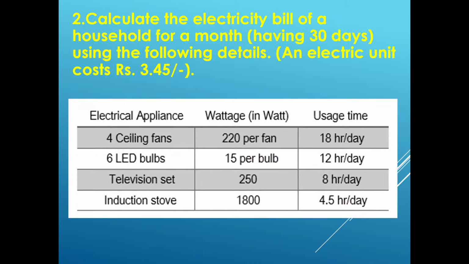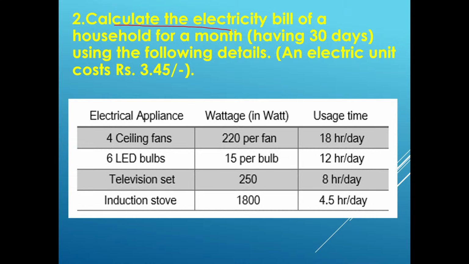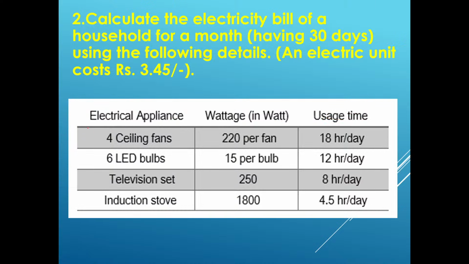So let us go to the next numerical problem. You can copy it down later on. Now I will not ask you to write it down. You just listen, that's it. Calculate the electricity bill of a household for a month of 30 days using the following details. Electric unit cost is given around 3.45. Some household appliances are given here with their wattage and usage time, mentioned in this table.